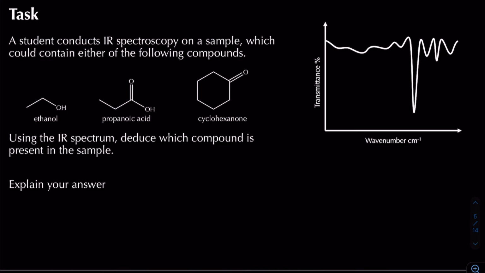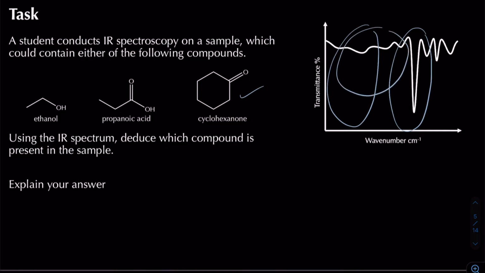In this case, we can see that a student conducts IR spectroscopy on a sample which could contain either of the following compounds. Again, we've got ethanol, propanoic acid and cyclohexanone. Straight away I know the answer is going to be cyclohexanone. The reason why is because I've got a sharp peak over here that indicates the presence of a carbon-oxygen double bond, but I don't have an OH for an alcohol, which I'd expect to see over here, or a very broad peak around this region for a carboxylic acid OH itself.